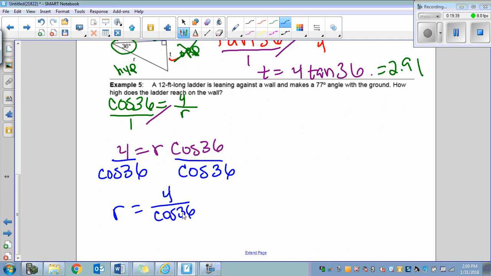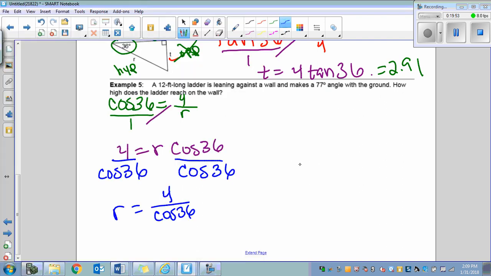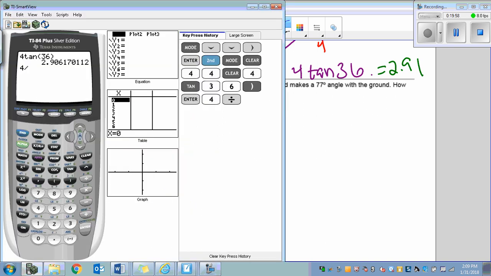I don't know what that is, but that's what my calculator is for. This is not something I'm ever going to remember or be expected to know. 4 divided by, make sure you guys don't multiply or you don't just put cosine next to it. We need 4 divided by cosine of 36. So I need divided by, and then this is cosine, 36 degrees, enter. 4.94.